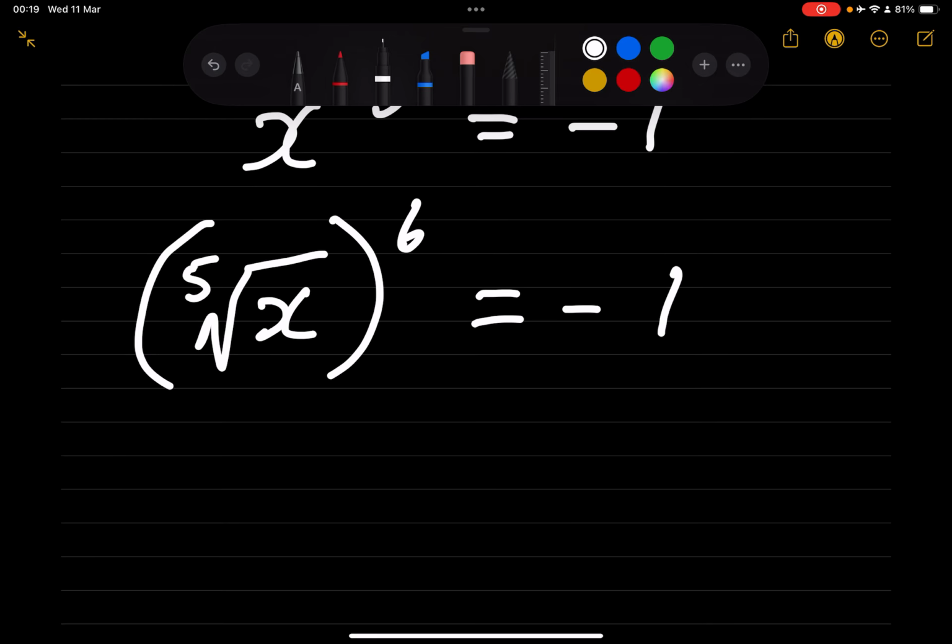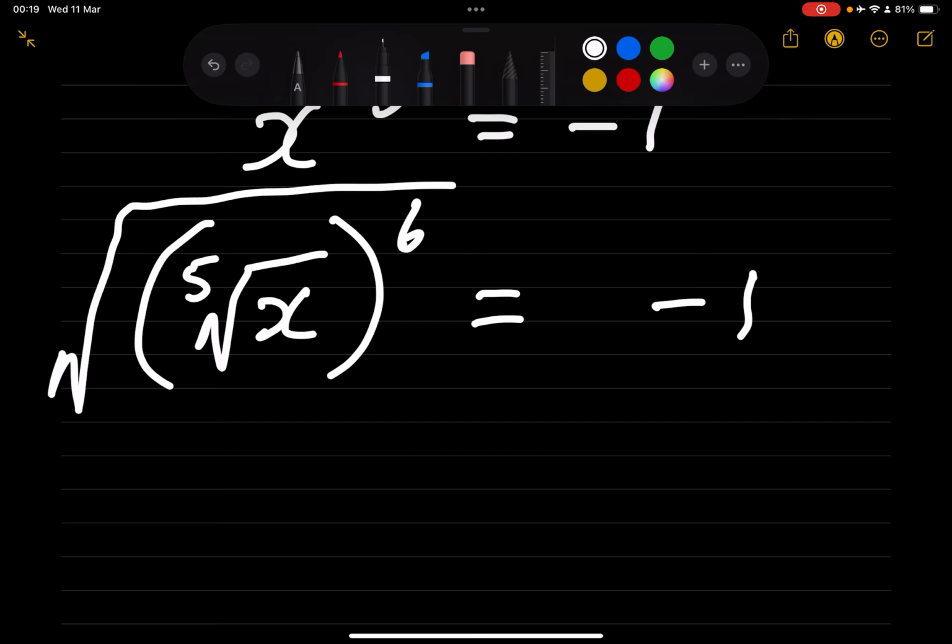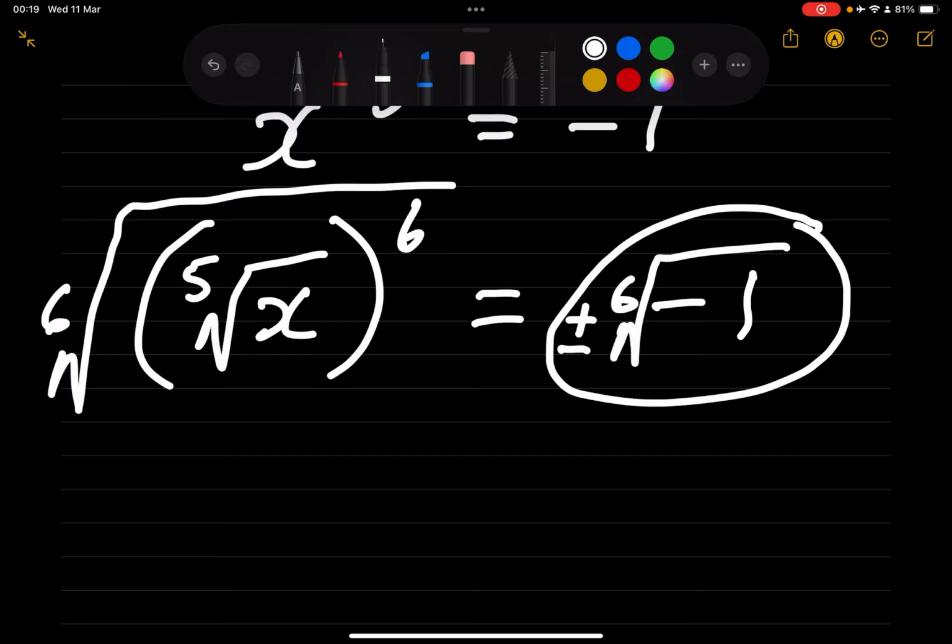Now let's take the root of 6. This side is negative 1. So obviously to remove the power of 6, we take a root of 6. But taking a root of 6, we must put a plus minus there. Why? Because in a root of even number, we always put plus minus. But this cannot be real. We cannot have a negative inside an even number root. The root is an even number. We cannot have a negative inside.